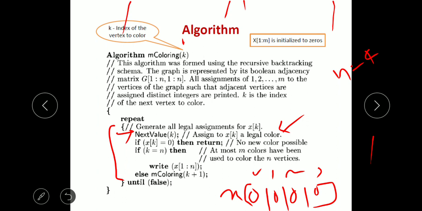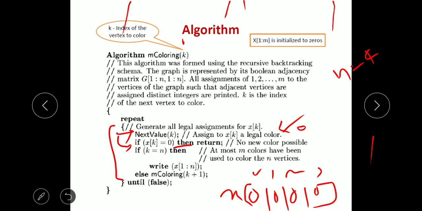So in case it cannot return a distinct color, then it returns a value 0. So here when it returns a value 0, you come to the next statement wherein you check if x of k is equal to 0. For example, if I have made a call to mColoring of 2 and I am not able to find the next legal color, the next value shall return a value 0, and in that case if x of 2 is equal to 0 becomes true, then I am backtracking to mColoring of 1.